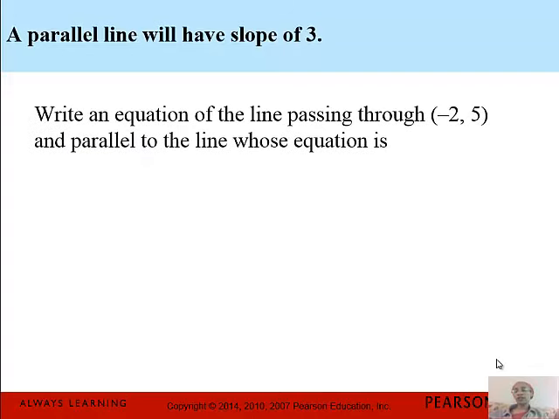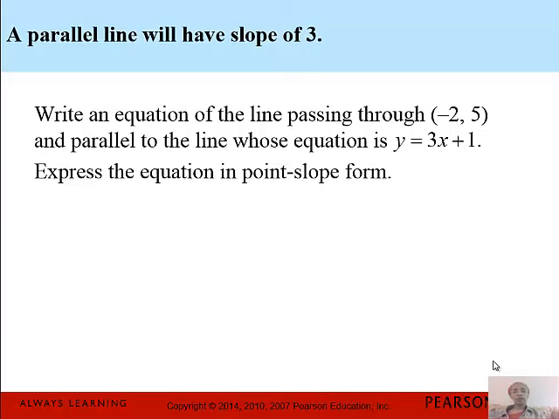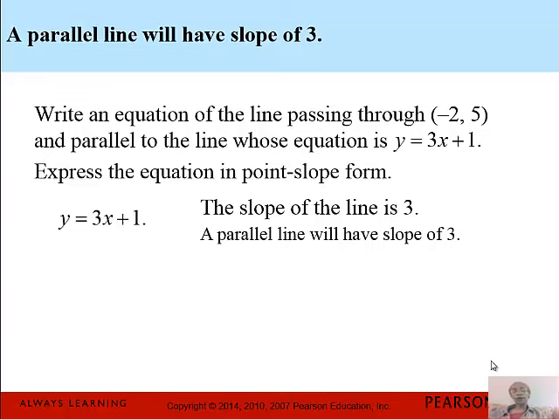Let's write an equation of the line that passes through (-2, 5) and parallel to the line whose equation is y = 3x + 1. So we want to express the equation in point-slope form. Well, the given line equation is y = 3x + 1. This means the slope of the line is 3. So a parallel line will have a slope of 3.